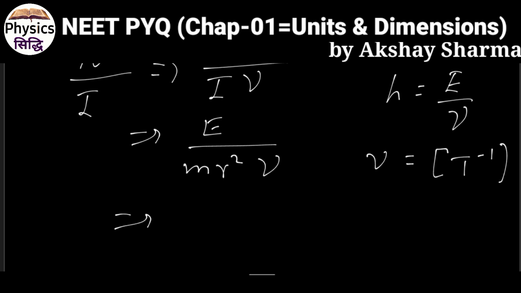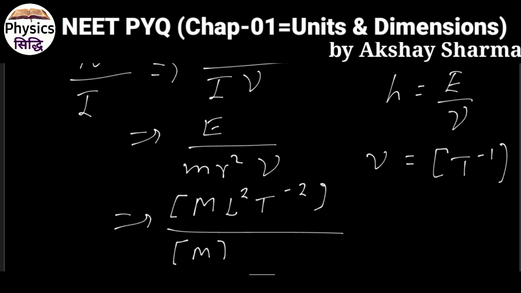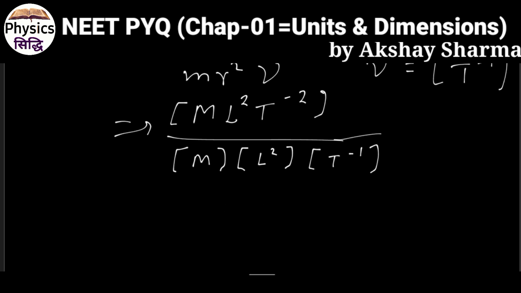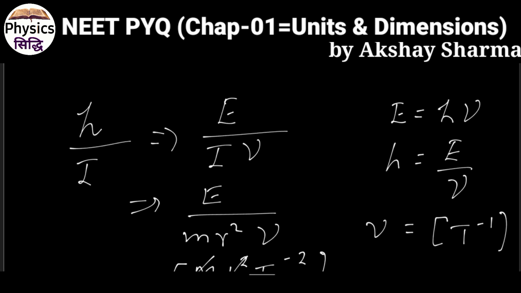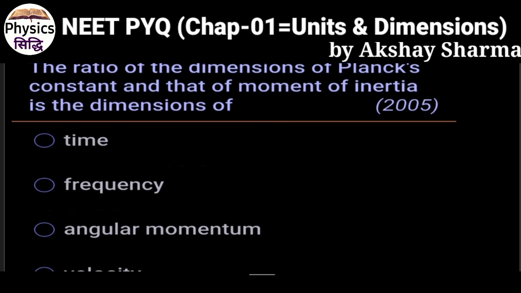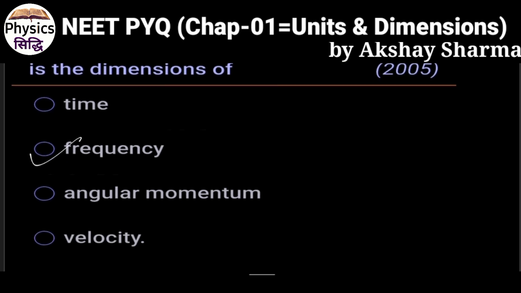So now let's put in the dimensions. Energy dimension is ML square T to the power minus 2, same as the work dimension. Mass m, radius r, that is L square, and the dimension of nu is T to the power minus 1. Now just solve this. M cancels, L square cancels, T to the power minus 1 goes upside, and T to the power minus 1 only remains. It means the dimension of H upon I becomes the dimension of frequency, because it is T to the power minus 1. Now move to the next part.